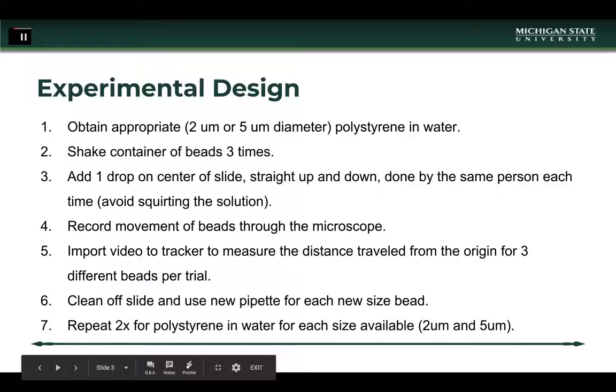Certain parts of our experiment were added in order to reduce human errors. Overall, we just needed to capture videos of the beads diffusing after being squirted onto the clean slide. Using the proper setup, the video was able to be converted onto Tracker, where most of our analysis began.